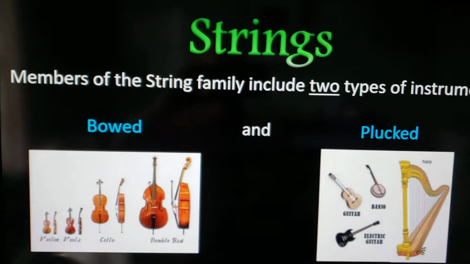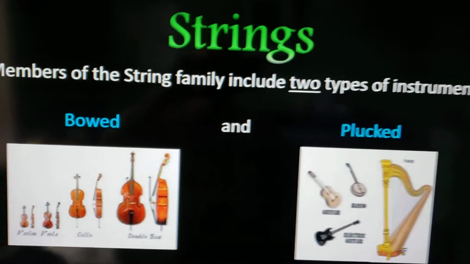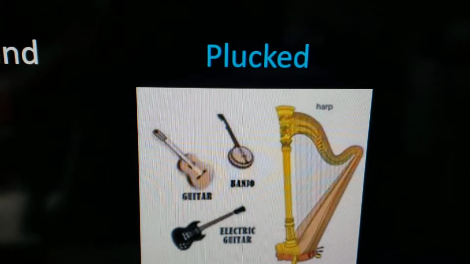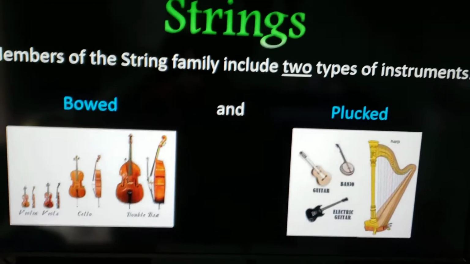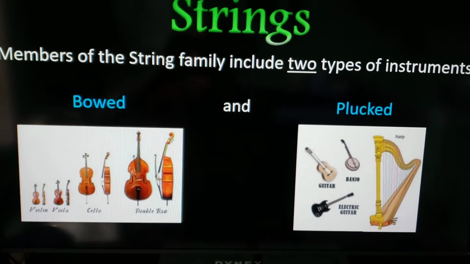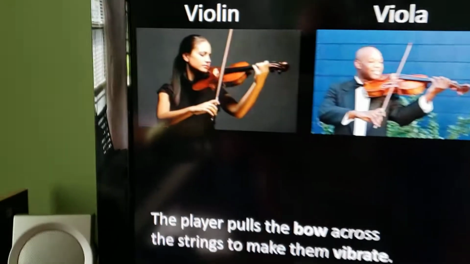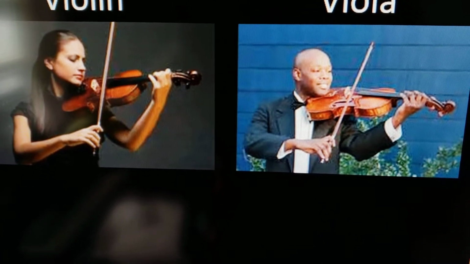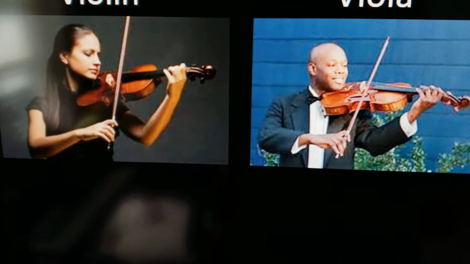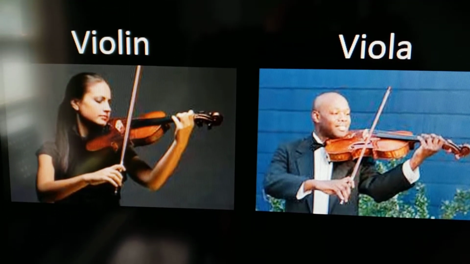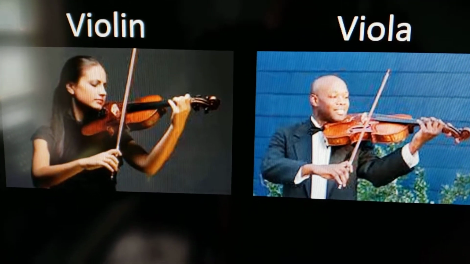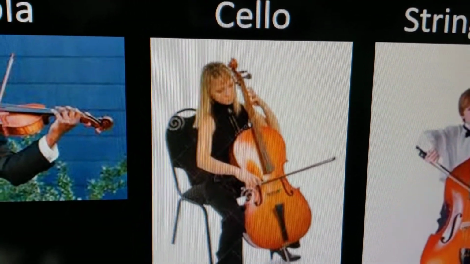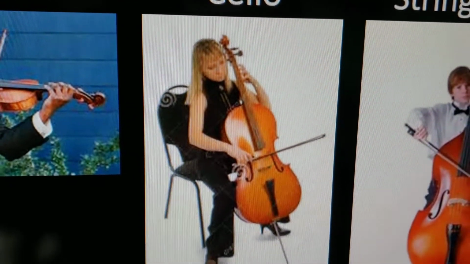Now, the members of the string family include 2 types of instruments: instruments that are bowed and instruments that are plucked. Let's look at the bowed instruments first, because these are the ones that George met when he met the orchestra. They are the violin and the viola, and you notice right away that they look almost exactly the same, but the viola is a little bit larger than the violin, and the notes it plays are a little bit lower. The next one is the cello, and you notice that she is sitting down to play the cello because it's a lot bigger than the violin or the viola.